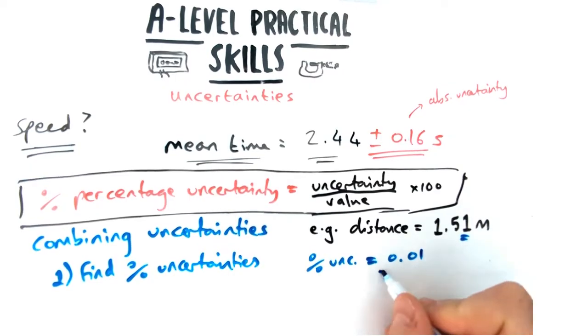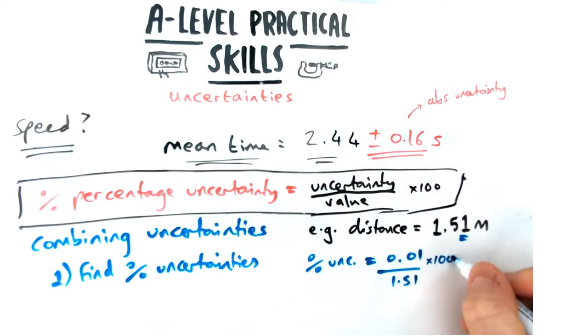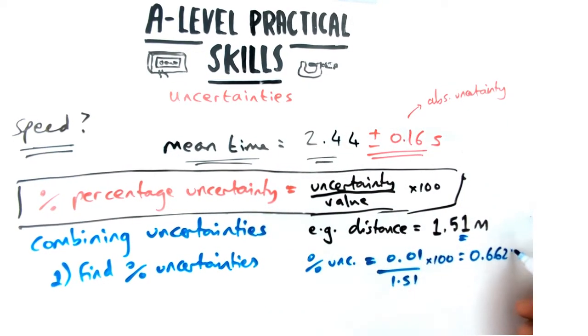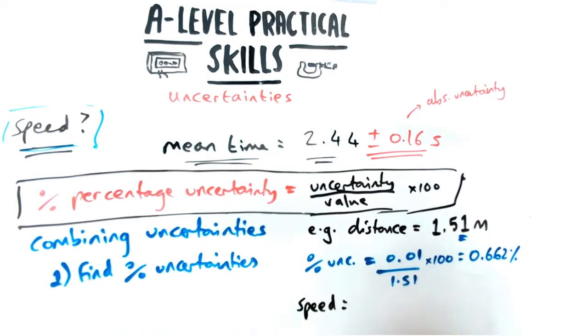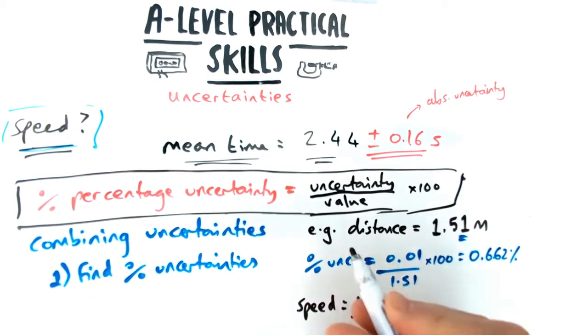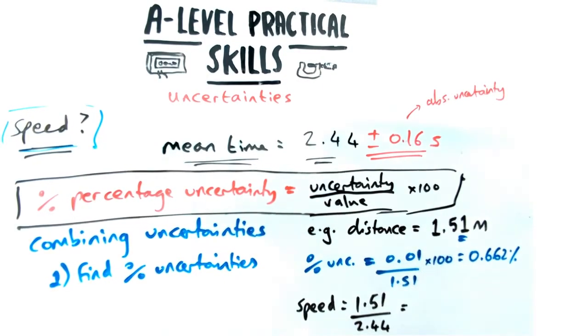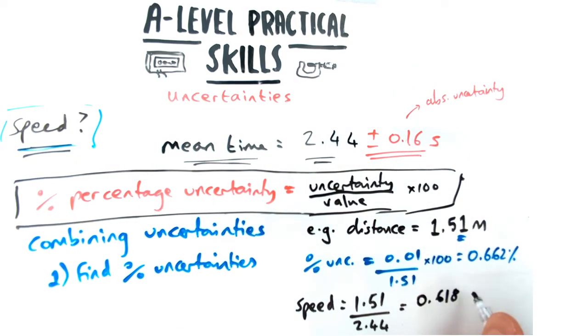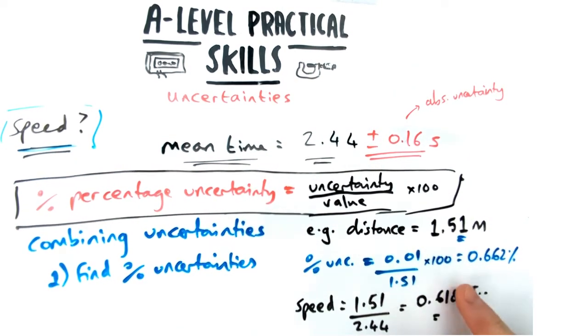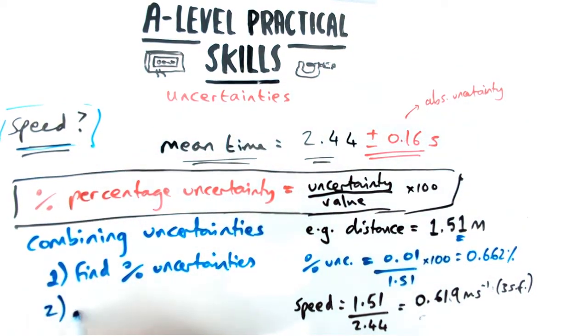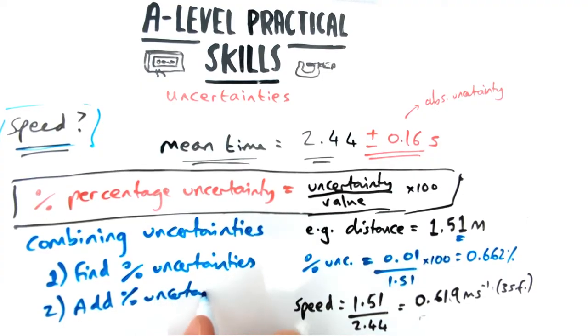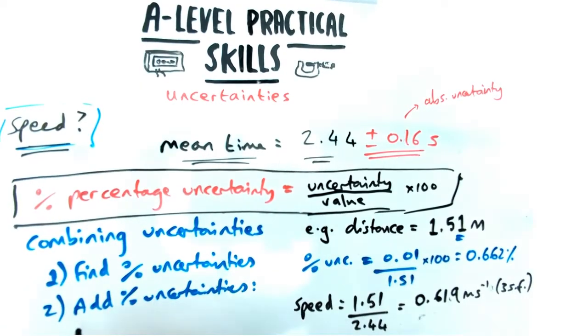Okay, so we need to use an equation, as we almost always do when we're combining uncertainties. To find the percentage uncertainty, we find it out with distance first. So therefore, we've got a resolution of 0.01 over 1.51, gives us percentage uncertainty, same method of 0.662. So the speed calculation then is going to be my distance divided by my time, same time as before. Now that happens to be 0.6185, which I'm going to round to kind of three significant figures, which is 0.619.